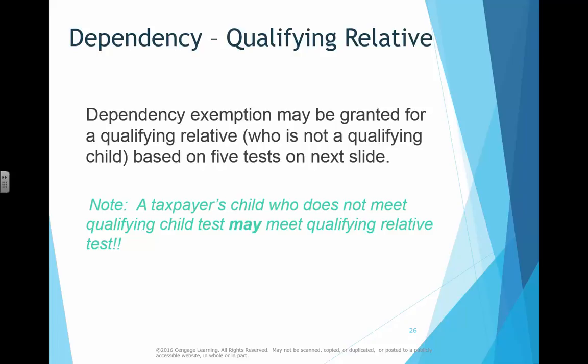Let's just pop ahead because we're kind of running out of time. Qualifying relative. You can get a dependency exemption for a qualifying relative. If they don't meet the qualifying child test, then I want you to go to this next set of slides and go through these 5.